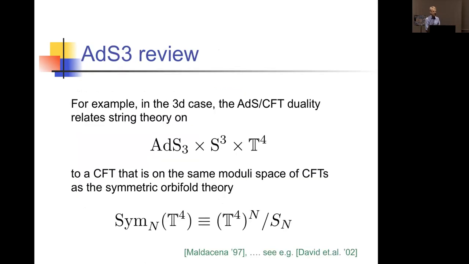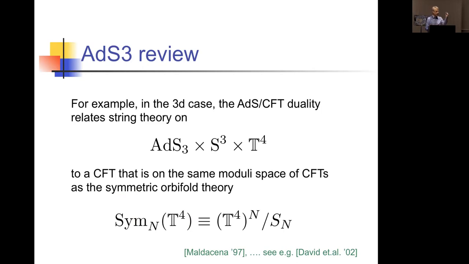Well, the first evidence, and that I believe we have very good and very concrete evidence for, is for the case of AdS3. So string theory on AdS3 x S3 x T4 is believed to be dual to, people usually say, the symmetric orbifold of T4. What they really mean by this is if you pick some random string theory describing this background, it'll be dual to a conformal field theory that lives on the same moduli space as the symmetric orbifold of T4.